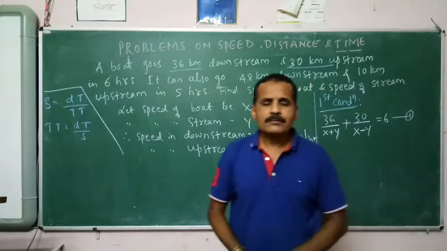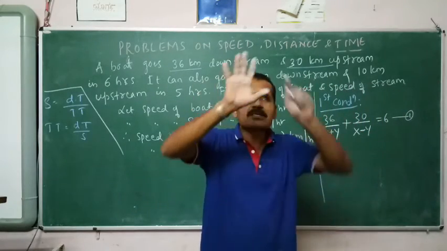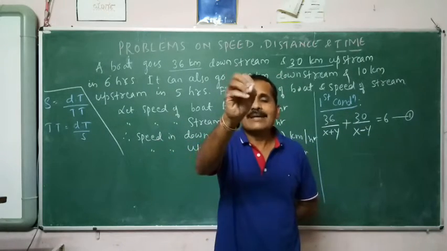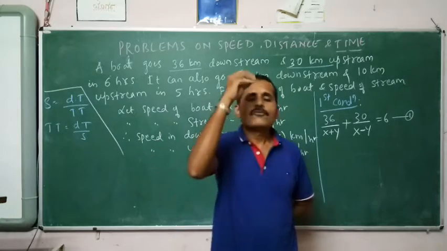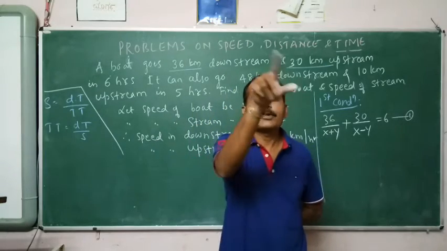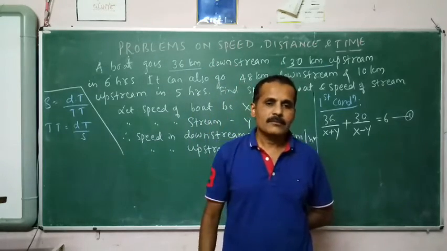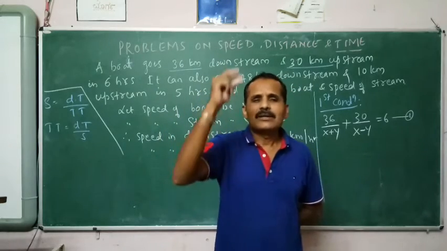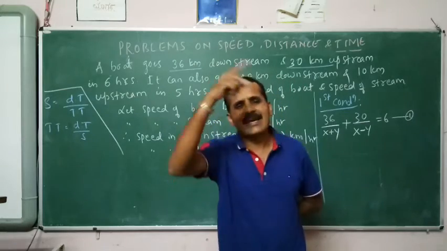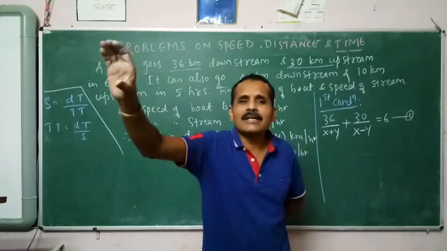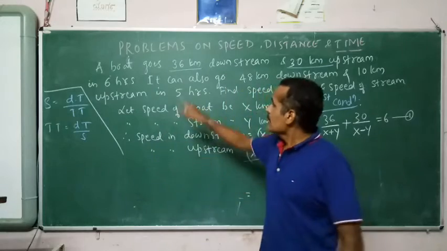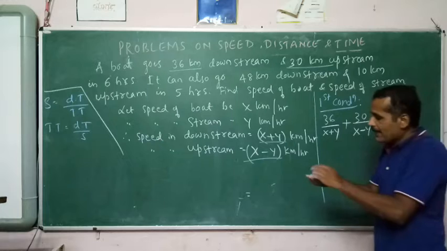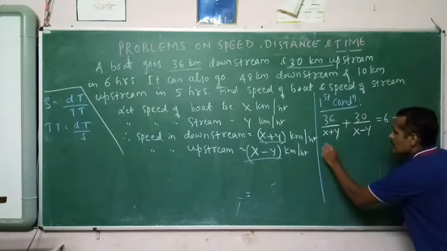It's very simple. Just by seeing the problem we can see. Listen to me. One different example. Say 40 km downstream, I will write 40 divided by x plus y. 32 km upstream, 32 divided by x minus y. Downstream is x plus y, upstream is x minus y. Together, what is the combined time? Combined it will take 6 hours. I will write is equal to 6. First equation over. Coming to the second condition.